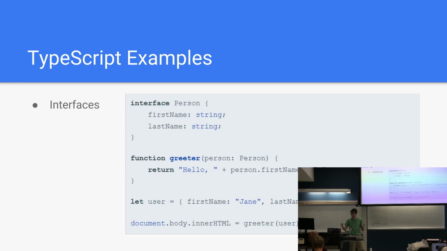Interfaces allow you to pretty much type an object. So you can see that the person is now replaced by an object containing first name and last name that both have strings. And so you'll be able to type check that.